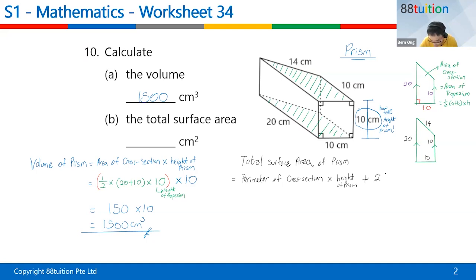plus 2 times the area of cross-section. I explained to you how it works already. The formula is very useful. How do you find the perimeter of the cross-section? Use this one to assist.